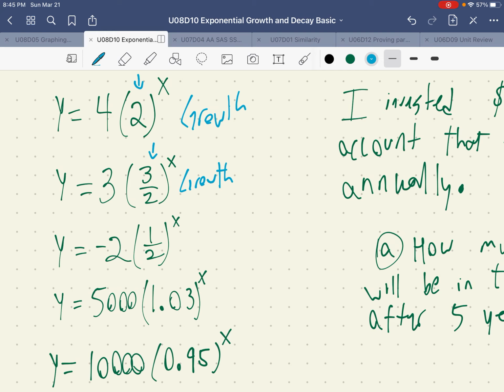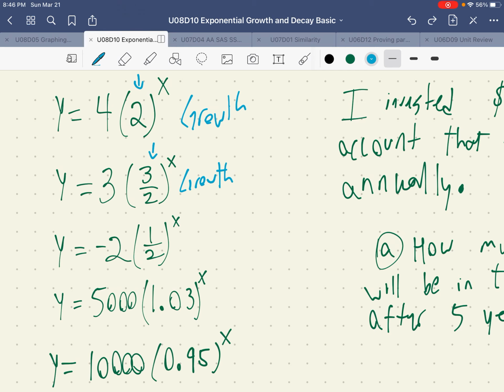If the fraction were 2/3, it would be smaller than 1 and would be a decay function, meaning that the value would start at 3 and then go to 2 after 1 year. It would multiply by 2/3 and would be shrinking. Exponential decay functions look like this, and exponential growth functions look like this.